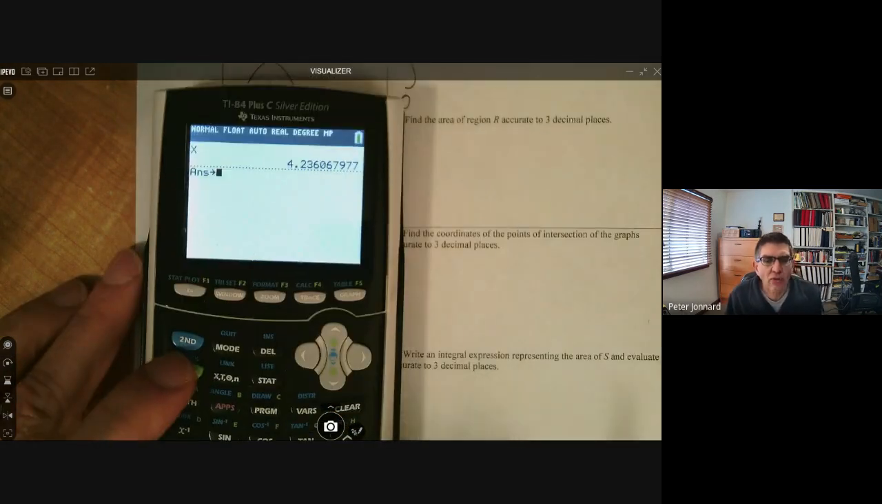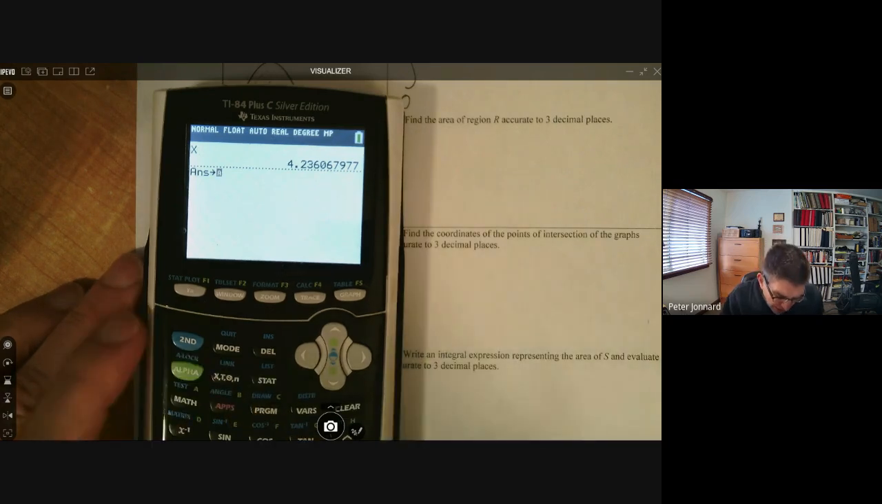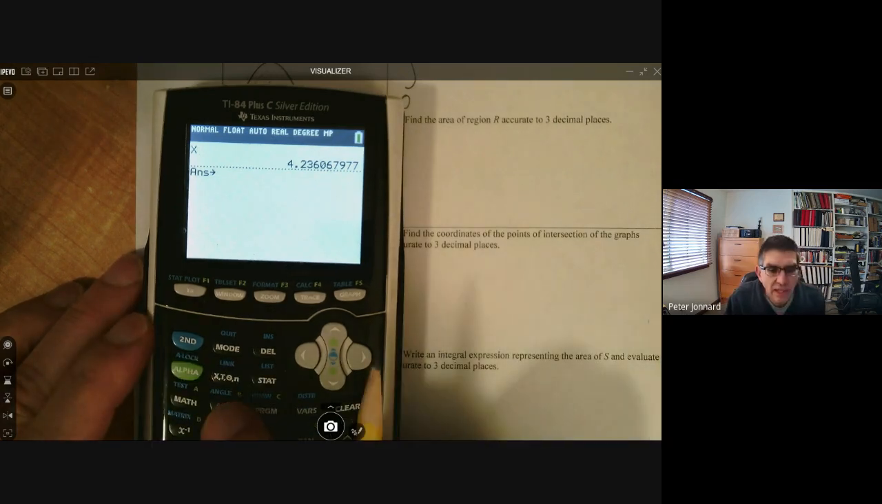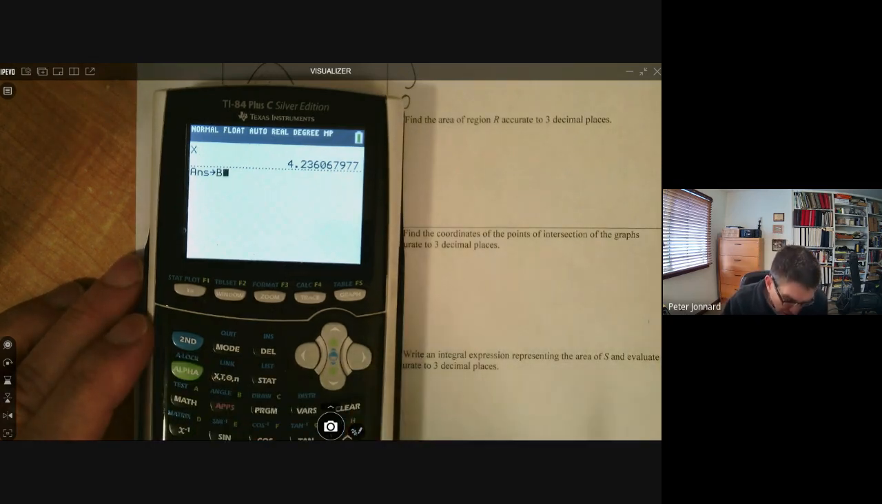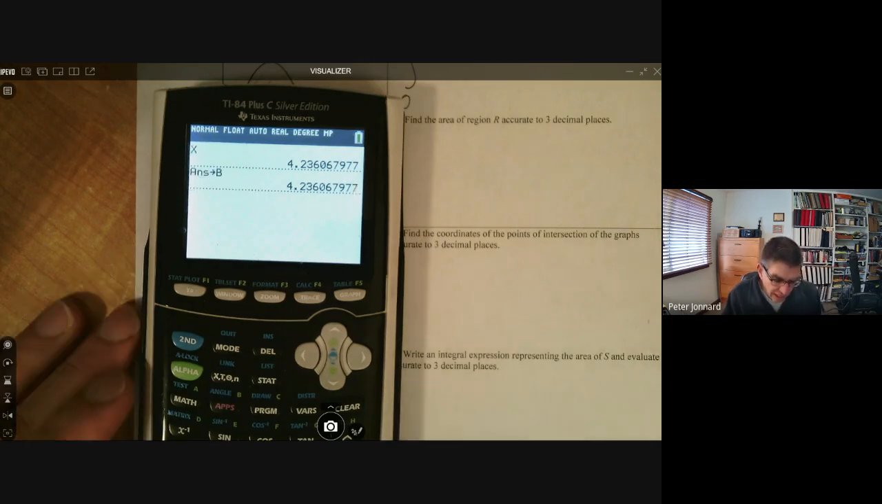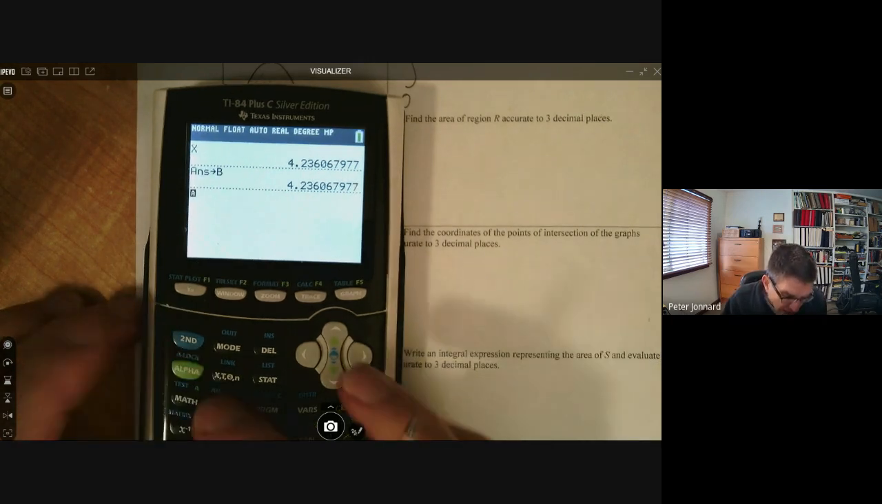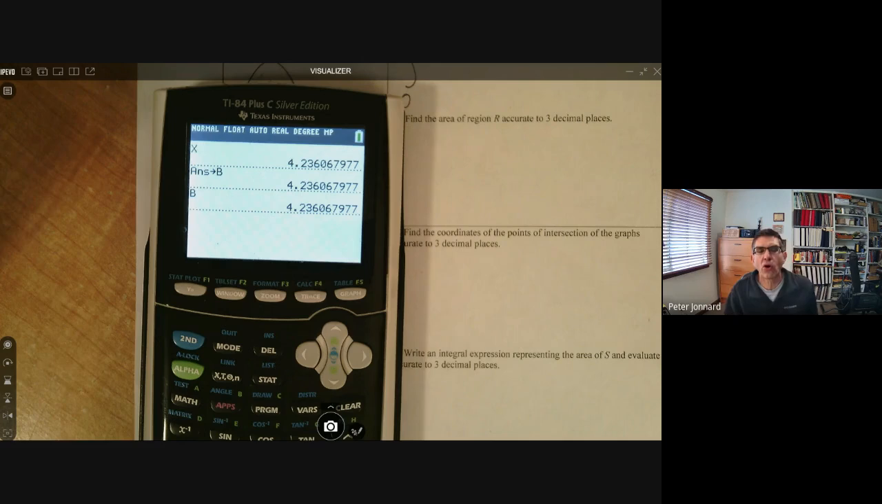So I'm going to hit the alpha key, and then B, which is right there. So I'm going to do alpha B. And now, anytime I use alpha B, it will put all of those decimal places in there. It's a lot easier than typing 4.236. If I just type in alpha B, it will do the same thing. So now I have that value locked in there.